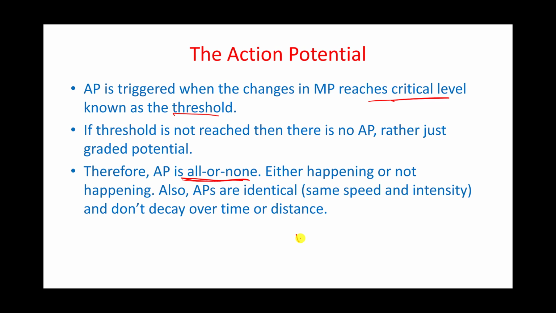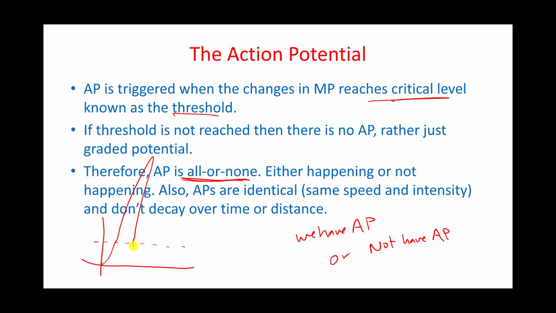So either we have an action potential or we do not have an action potential. If this is the threshold, once the change reaches the threshold, then we will have an action potential. If the change did not reach the threshold, then there is no action potential. If the change barely reached the threshold, like here, then we will have an action potential.